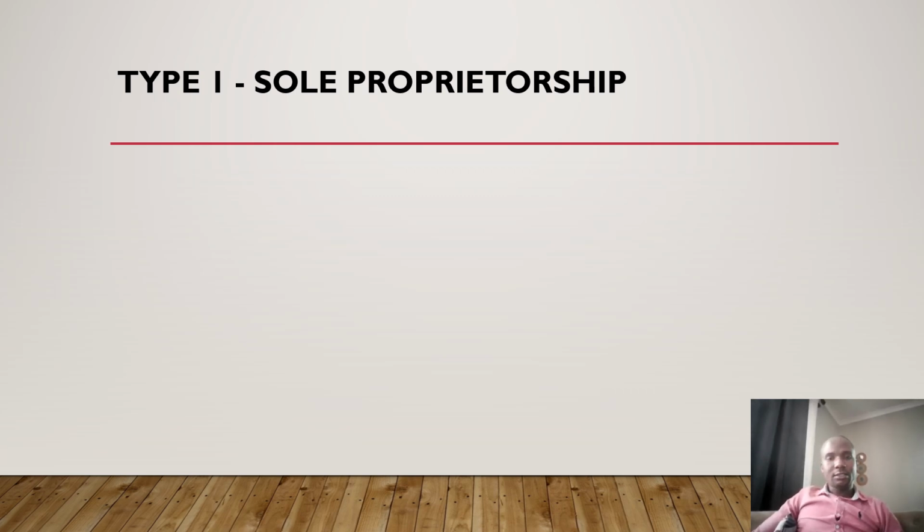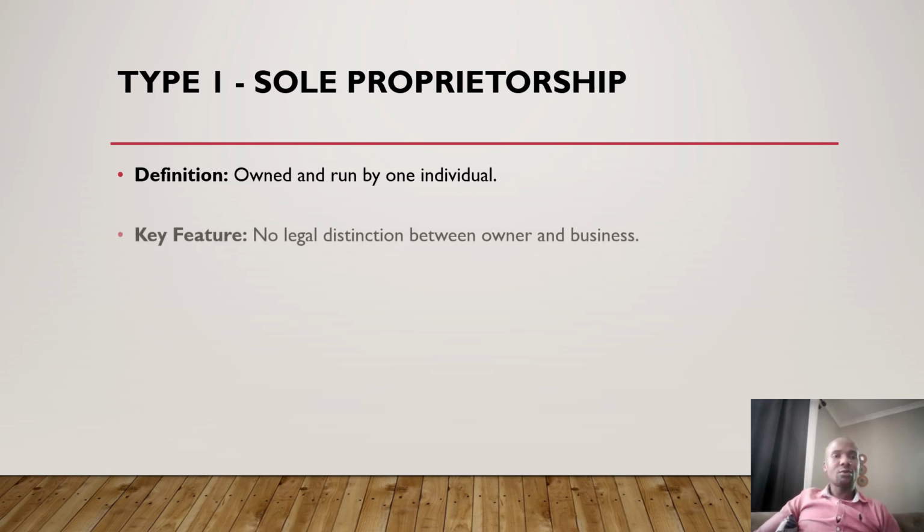So number 1 is the sole proprietorship. This is a very famous one, as the word itself suggests. Sole means just one person. So this is a business entity that is owned and run by one individual. That's hence the name sole proprietorship.